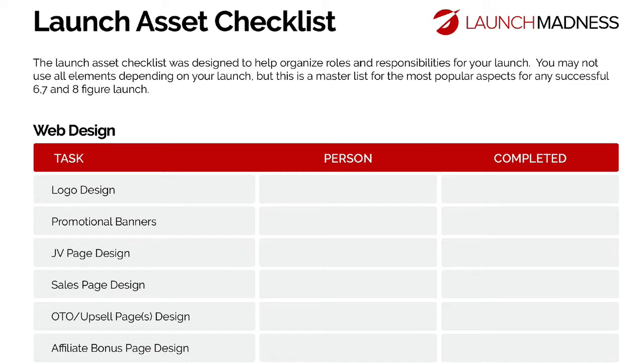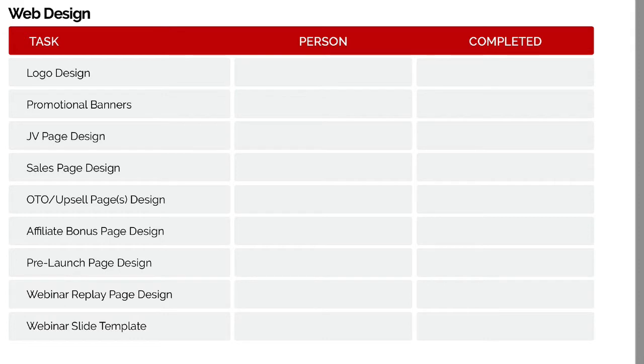So first part is web design, right? Like logo, promotional banners, a JV page design, a sales page design, an upsell page design. Maybe even you're going to create an affiliate bonus page design, launch page or pre-launch, webinar replay. There's all these different pages that you're going to need for your launch.